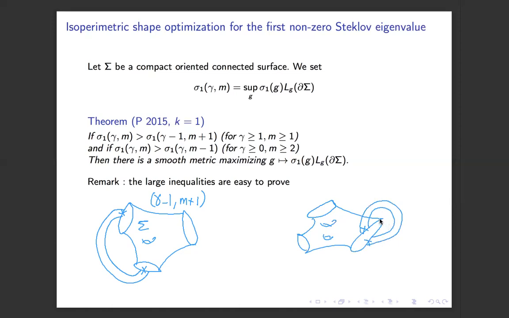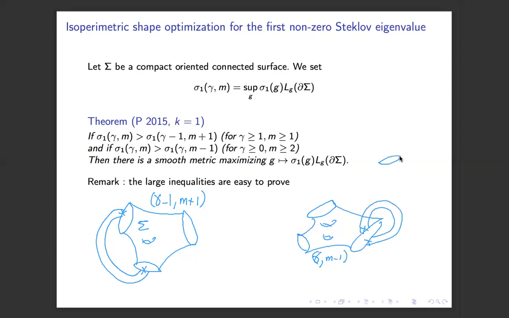Because here we win a boundary component, but we do not win any genus in this case. So starting with a surface of genus gamma with m-1 boundary components, we can also do this strict inequality by another method.